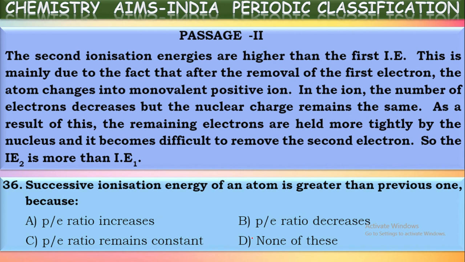protons by electrons ratio increases. Here in the options, if you observe, P by E is mentioned. Here P represents number of protons, E is number of electrons. As electrons are being taken out from the atom, gradually the number of protons becomes greater than the number of electrons. So P by E value will increase gradually. That is why IP values will be increasing from first to higher values. Okay. Now here P by E ratio increases. This is the main reason. Right. Next one.